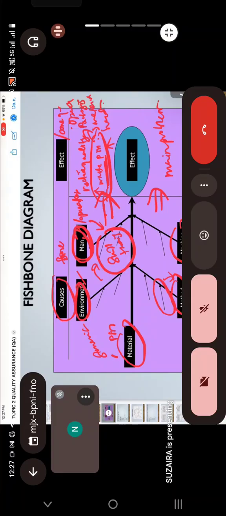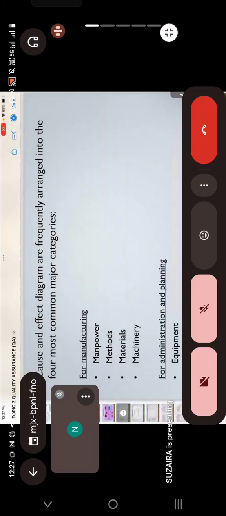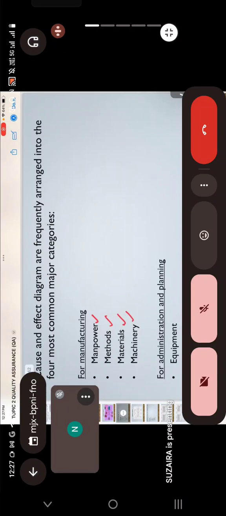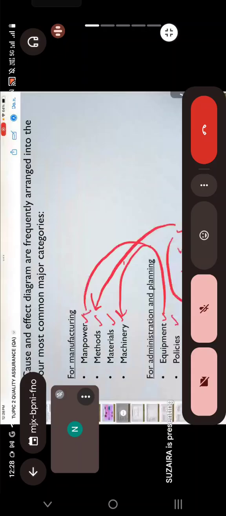Okay, and this is actually the common one. If you look here, it's similar to the previous one. For manufacturing, maybe you talk about manpower. Manpower is the operators, the workers, then methods, machineries and materials. And for administration and planning, you have equipment, policy, procedures, SOP, like SOP or working instruction, and people. So this actually belongs to method just now. Equipment relates to the machine and also manpower. So they actually relate to each other.